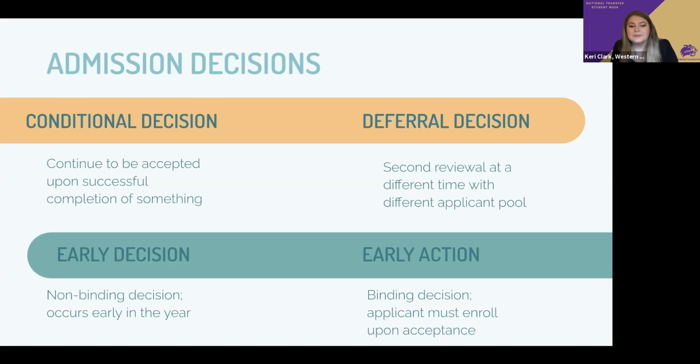And then as opposed to early decision, there's early action. So it's still the early decision process. However, early action is a binding decision. It requires that you enroll upon acceptance. So it's important to clarify with your institution which one they are, early decision or early action.